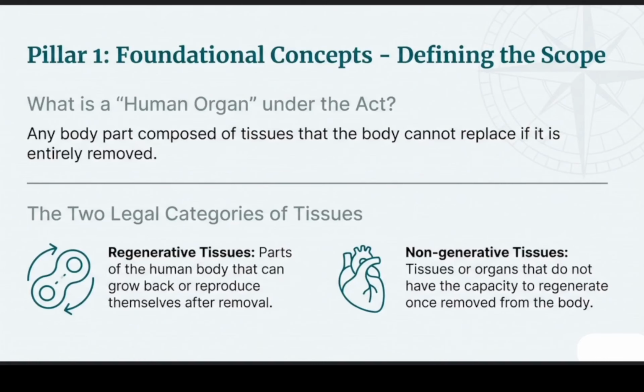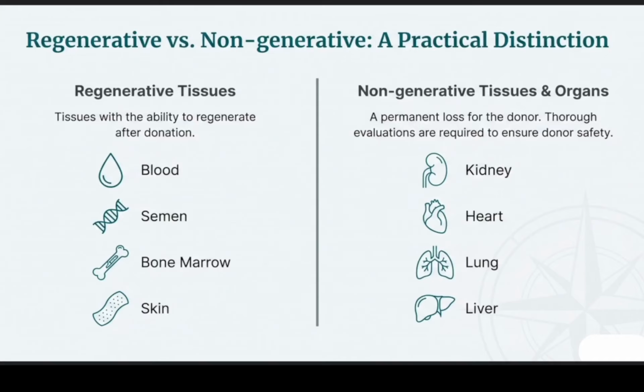So we have two kinds of tissues, right? We have regenerative ones and we have non-regenerative ones. See, parts of the human body that can grow back or reproduce themselves after removal, that is the regenerative one. Ones which cannot regenerate, that is non-regenerative. Correct? Now, regenerative like the blood, the semen, the bone marrow, the skin. Whereas the non-regenerative tissue and organs like the kidney, the heart, the lung and the liver, these are the non-regenerative ones. See, permanent loss for the donor, these come under the non-regenerative one.